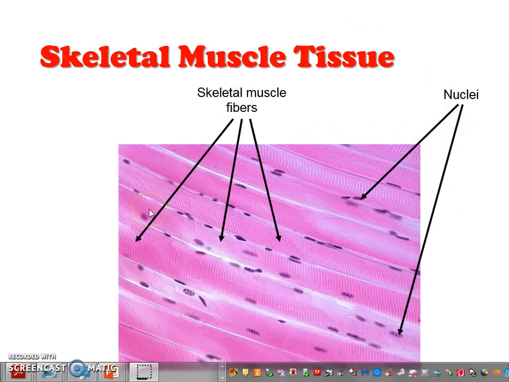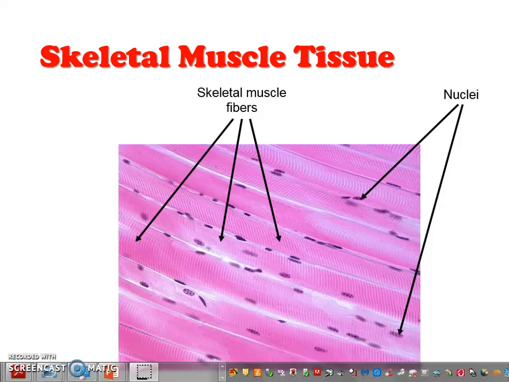This doesn't form true cells, but it forms fibers. So here's a skeletal muscle fiber, here's a skeletal muscle fiber, here is a skeletal muscle fiber. These fibers form during the development of the embryo when individual cells grow together. What this gives us is, in a particular muscle fiber that you see here, there are multiple nuclei. So we say skeletal muscle tissue is made up of skeletal muscle fibers that are multinucleate. There are multiple nuclei inside.